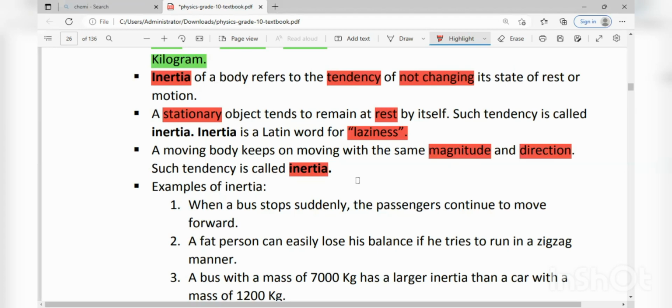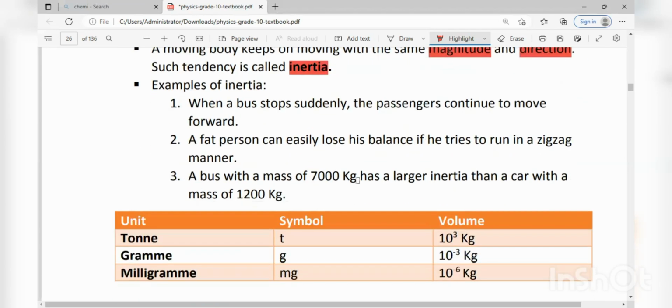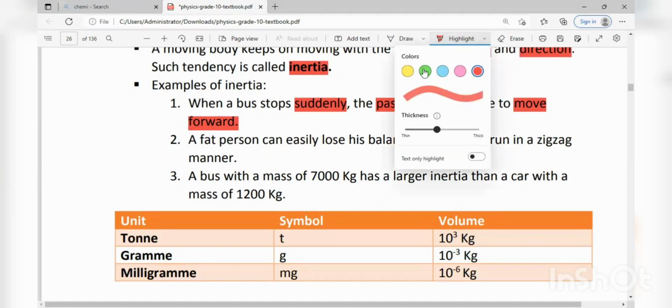So, some of the examples of inertia. The first example is when a bus stops suddenly. The bus was moving, then brakes are applied by the driver. You're going to find that the passengers will continue to move forward because of the immediate brakes that have been applied by the driver.